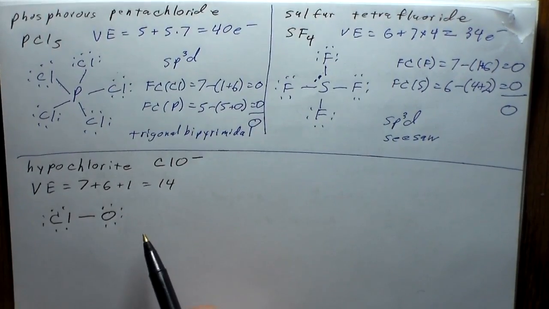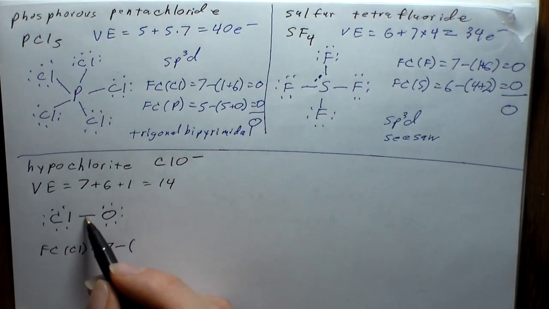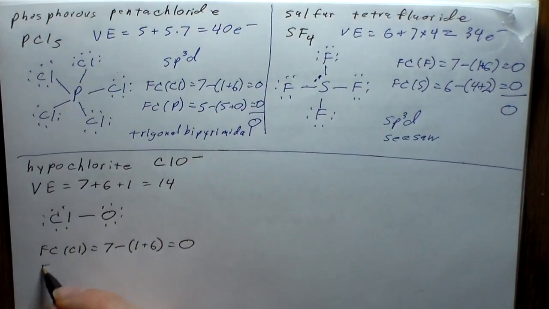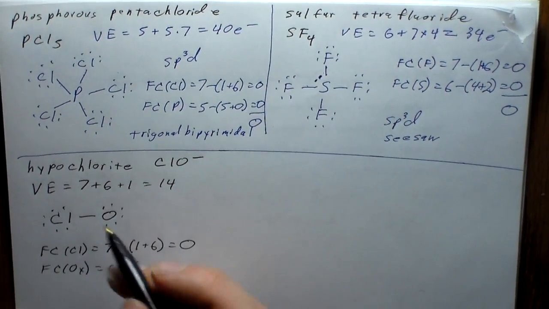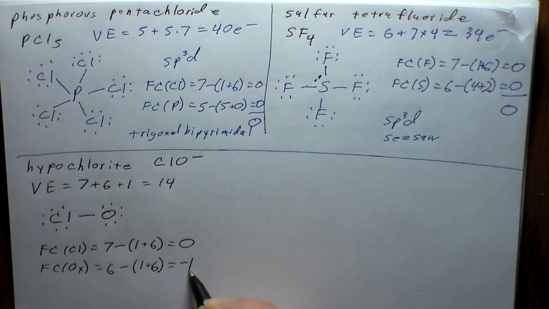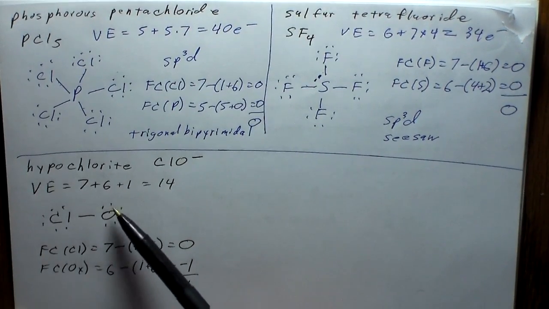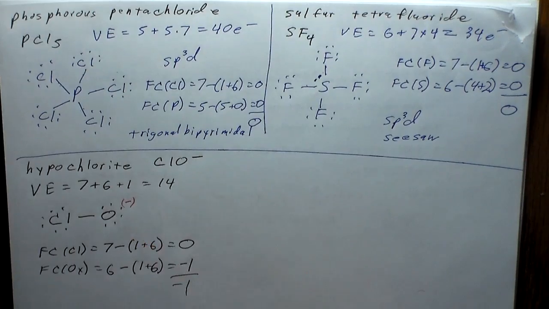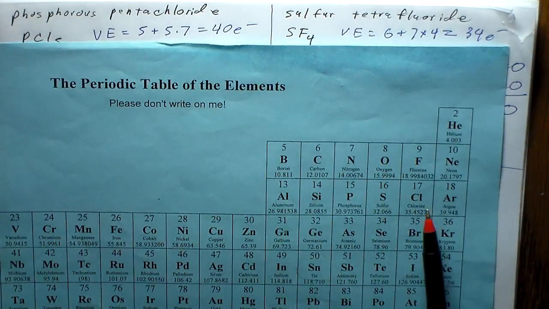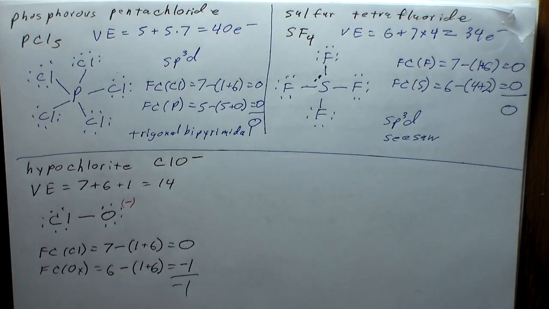All right, and then as for my formal charge on this, the formal charge on my chlorine is going to be 7 minus 1 line and 6 dots. That's 0. And on my oxygen, that's going to be 6 for my valence electrons minus the 1 line and 6 dots. That's going to be a negative 1. Of course, this adds up to negative 1, which is good because that's the charge in my ion. And remember that the oxygen, in this case, is more electronegative than the chlorine, so we'd want the negative charge on the oxygen. So, yeah, that's just going to be my Lewis structure for that.